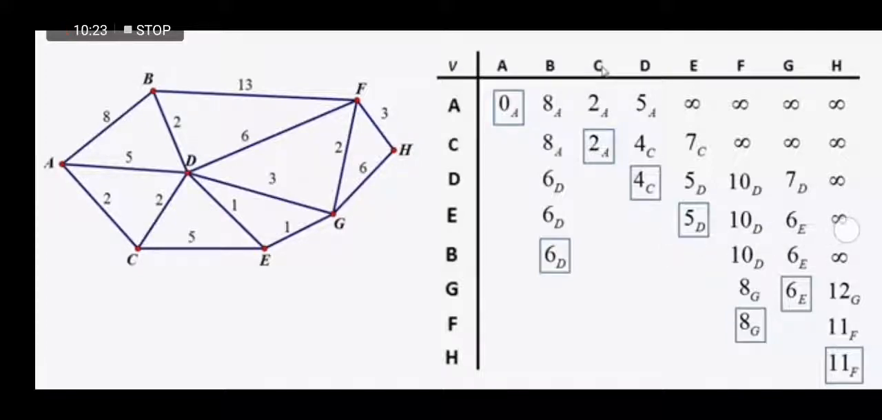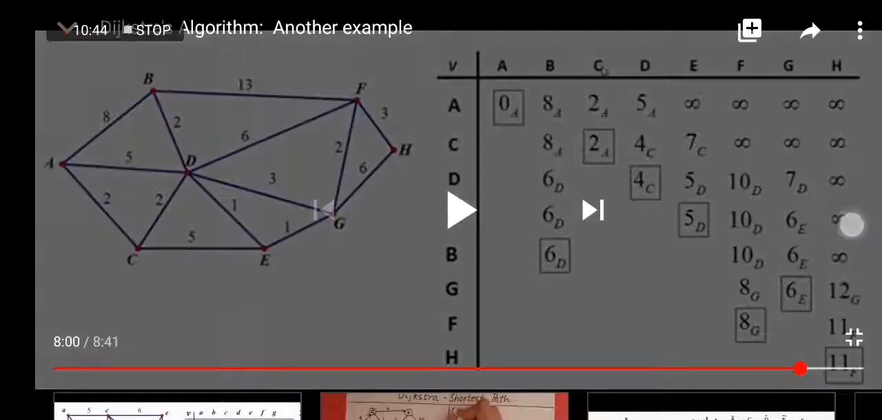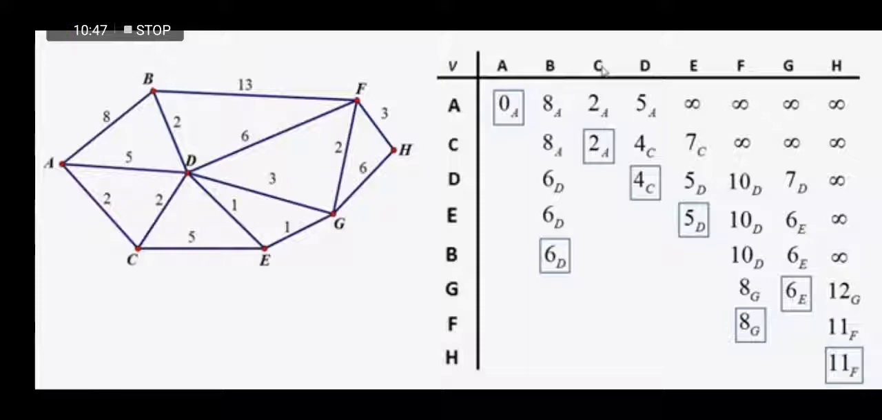And then we count until we have the shortest length to reach from vertex A to vertex H. Notice that there are infinity signs. That is because it is not directly linked to the vertex that we are considering. So we will only put the infinity sign.